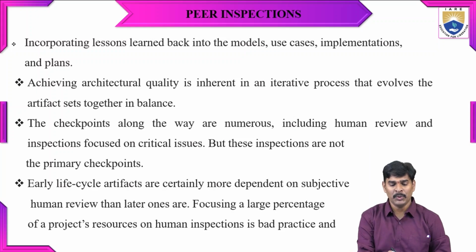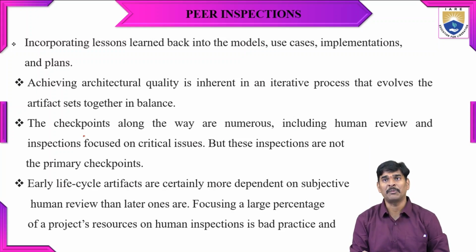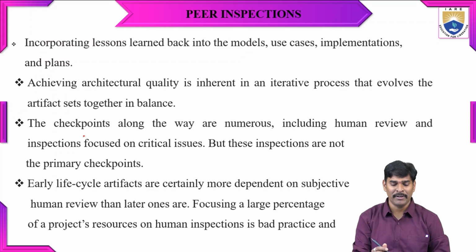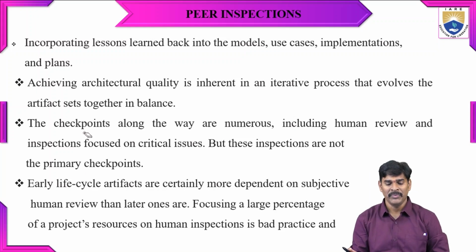And also there need to be checkpoints. These checkpoints are going to include human review inspections focused on the critical issues. The inspections are not only the primary checkpoints; they are going to take different types of criteria here, and in the life cycle the anti-corrupts will be there. This can be more subjective for the human reviews than the others.